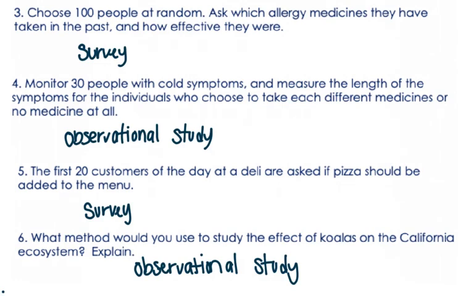You've already taken the medicine in the past, so just a survey to see what people said. For 4, I think an observational study would be best. We don't want to not give people medicine because ethically that would be wrong. They might die. Number 5, I picked survey because you're just asked if pizza should be added to the menu or not. And then 6, I said observational study. And when it says explain, as long as you explain with full sentences, the English language, a coherent thought, you're good. Alright, let me know if you have any questions about those.